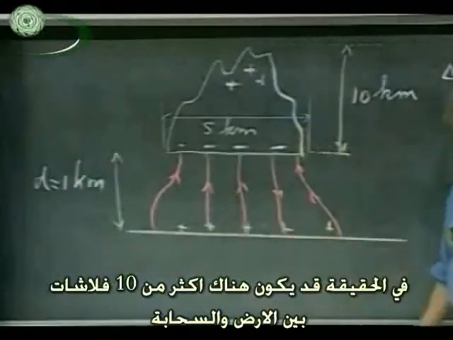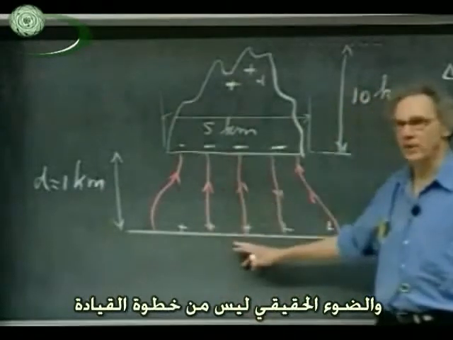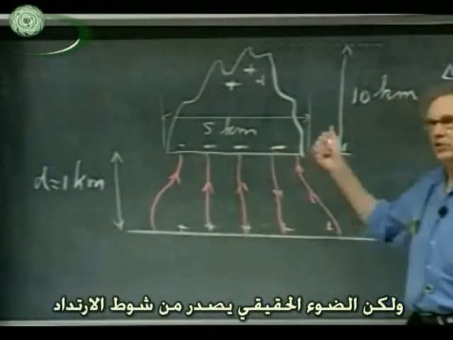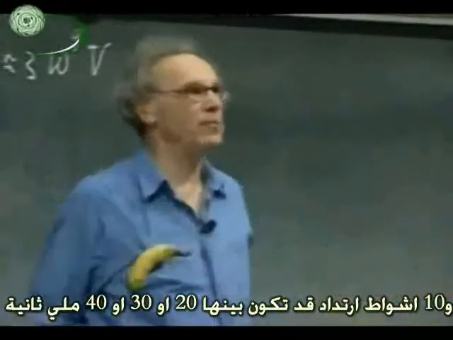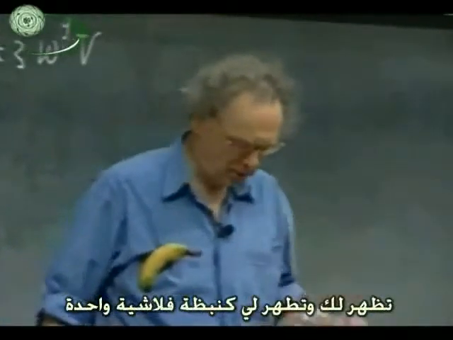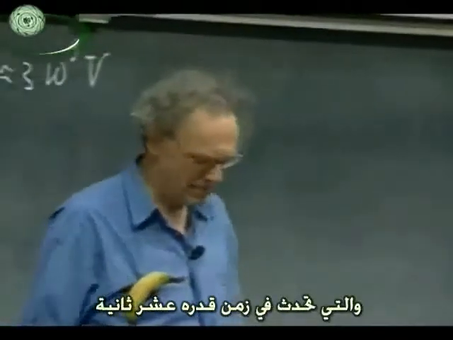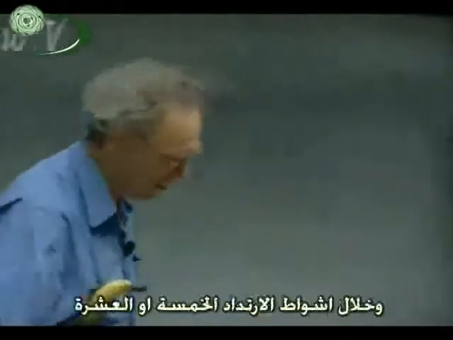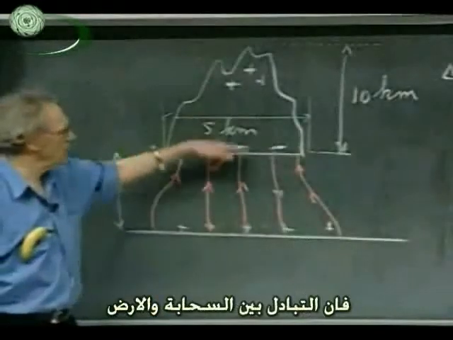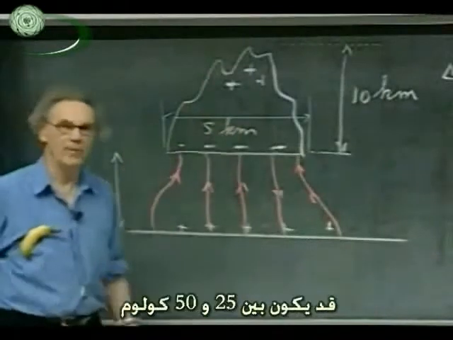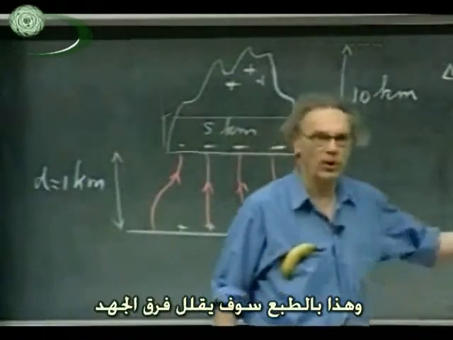And the real light is not in the step leader, that's very little light, but the real light is in the return strokes. So 10 return strokes, which may be 20, 30, 40 milliseconds apart, appear to you and to me only as one flash, which would take place maybe in as little as a tenth of a second. And during these 5 or 10 return strokes, you exchange between the cloud and the Earth maybe a total of 25 to 50 coulombs, and that of course will lower the potential difference.